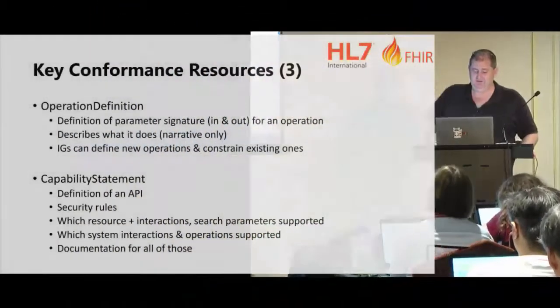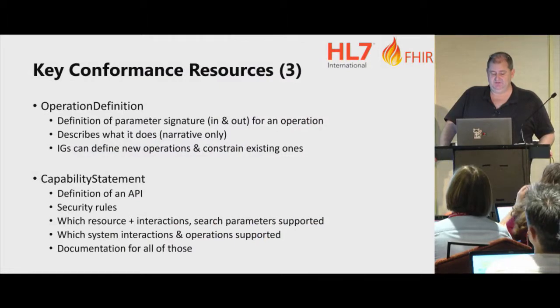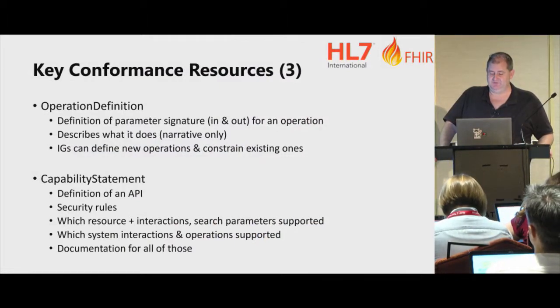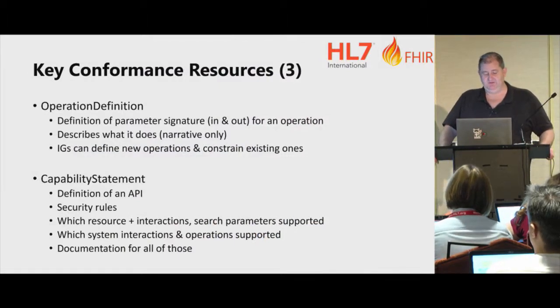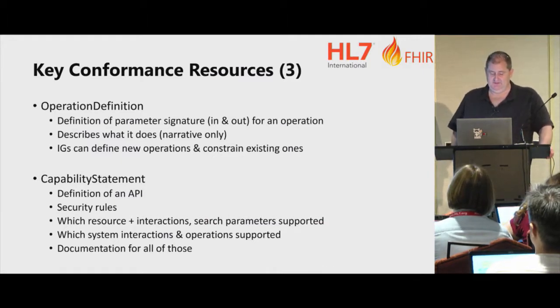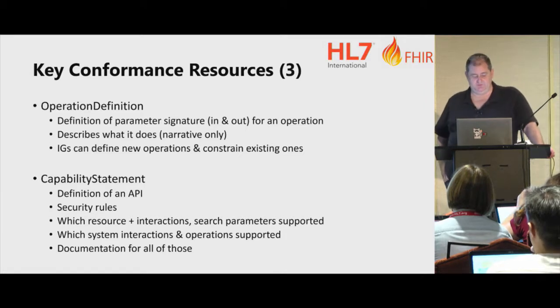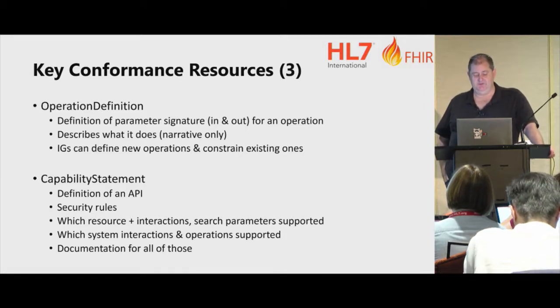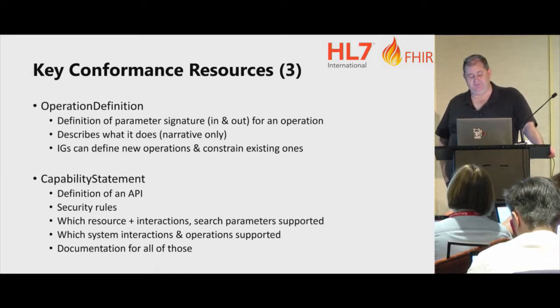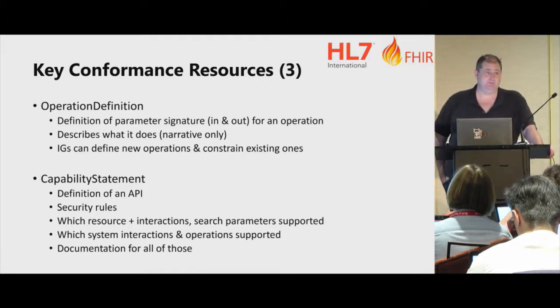Then we get to the API level. We've got an operation definition, which defines the parameter signatures for an operation and where it is and what it does. Implementation guides can define new operations and constrain existing ones. And then there's a capability statement, which is a definition of an API. It's security rules, which resource and interactions it supports, what search parameters it supports, and documentation on those things. Questions or comments about that?